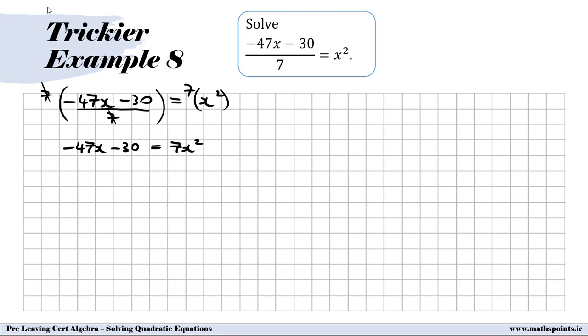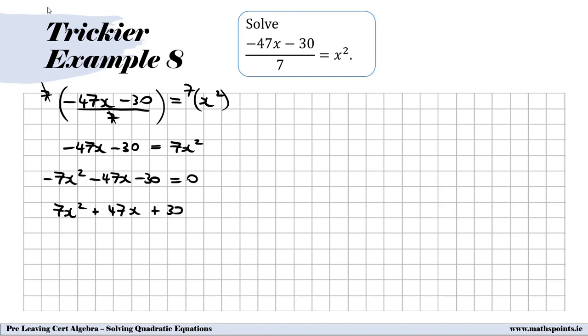To form a quadratic equation, I need all the terms on the one side, so I'm going to bring everything to the left hand side. So to get rid of the plus 7x squared on the right hand side, I'm going to subtract a 7x squared from both sides. And on the left hand side, I already have minus 47x minus 30, and then I'll have 0 on the right hand side. I'd rather the quadratic didn't start with a minus, so I'm going to multiply across by minus 1, and so that just changes the sign of all the terms.